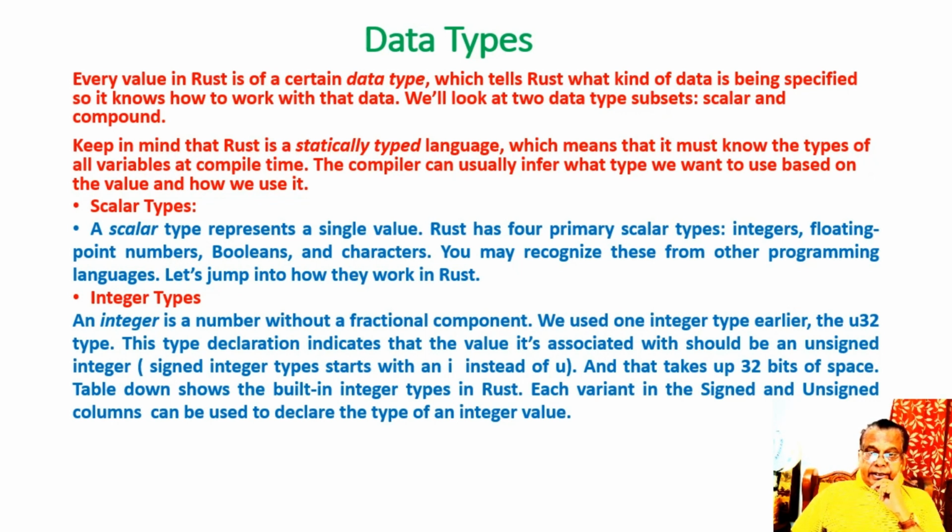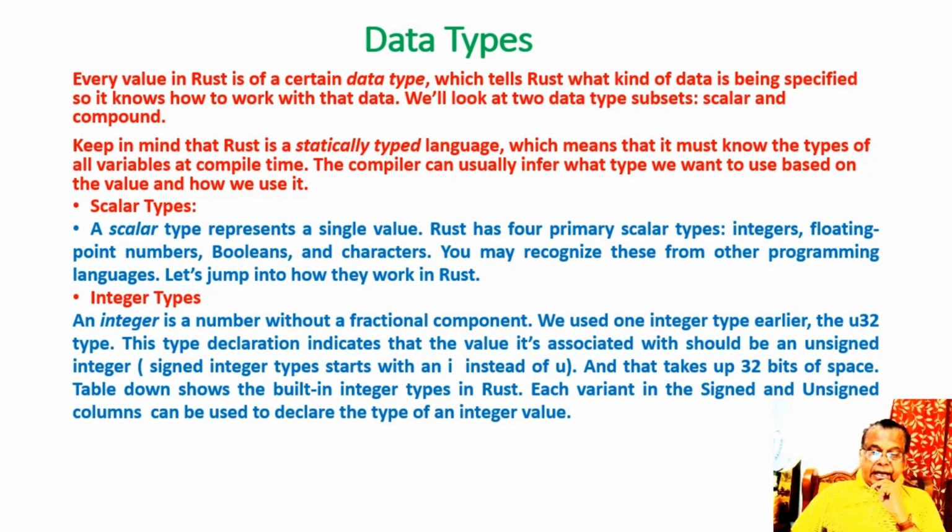Keep in mind that Rust is a statically typed language, which means that it must know the types of all the variables at compile time. The compiler can usually infer what type we want to use based on the value and how we use it. Scalar type.